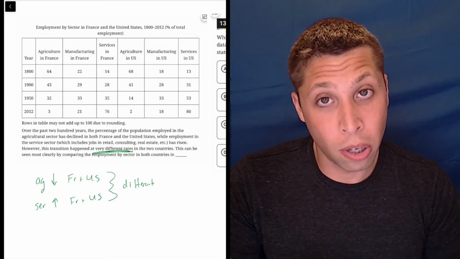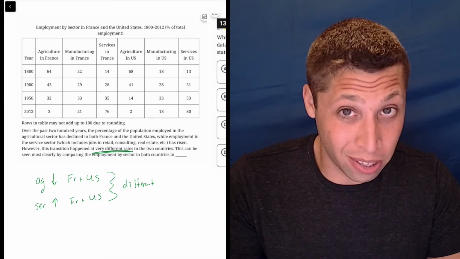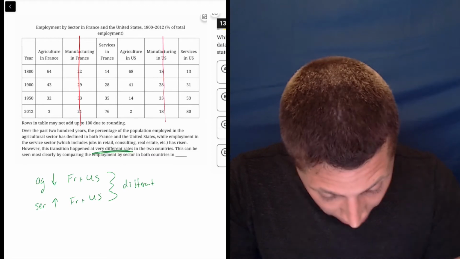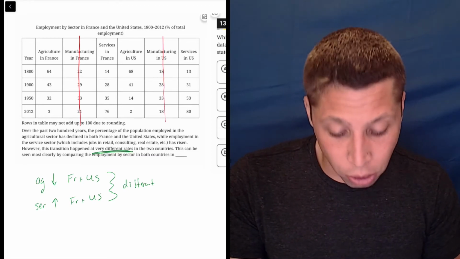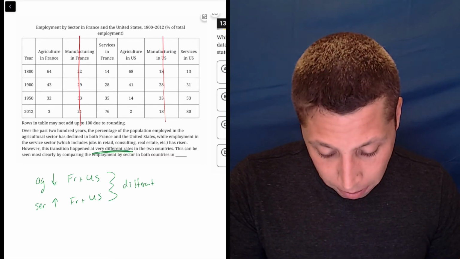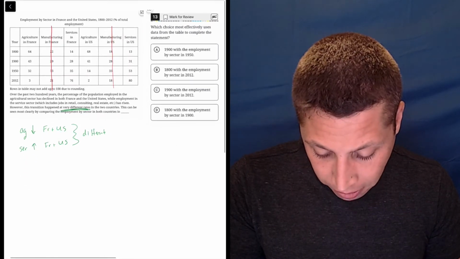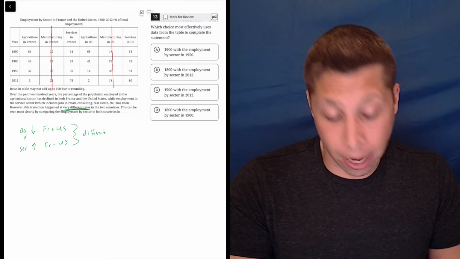Okay, so first and foremost, if I am able to do this in some way in my mind, I'd love to just get rid of this column because they don't talk about manufacturing at all, so I don't care. Agriculture, services. France is on the left, United States is on the right. So I guess first and foremost, I'm just looking to make sure that we see a decline and an increase in all of these. That might be my accuracy test.